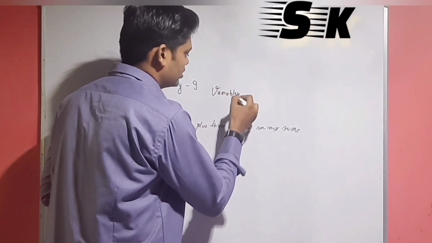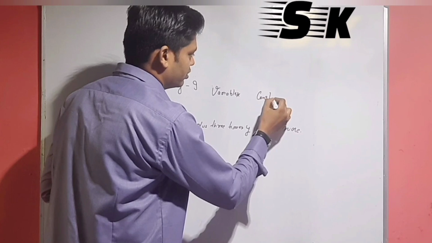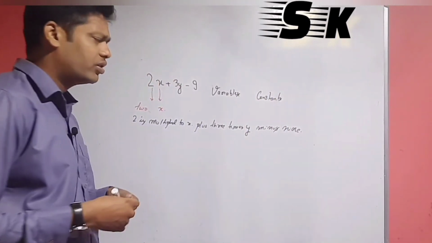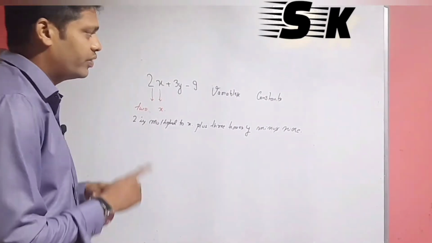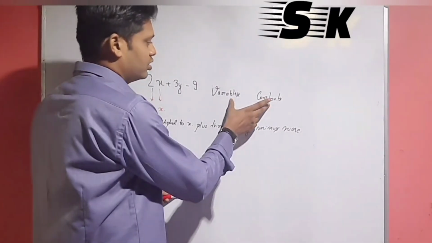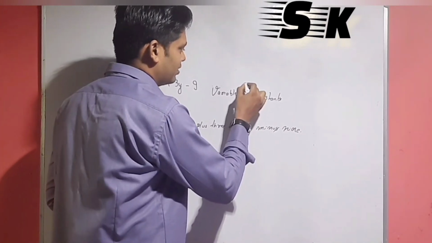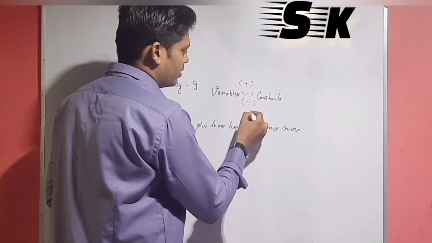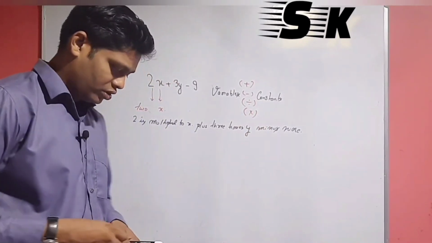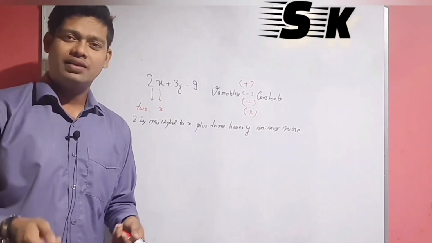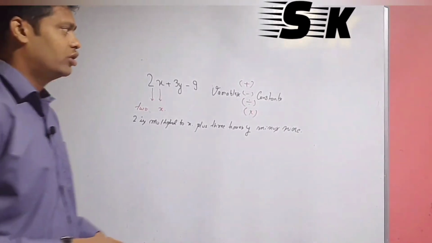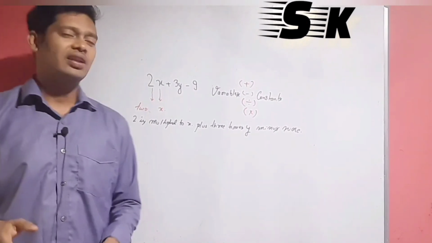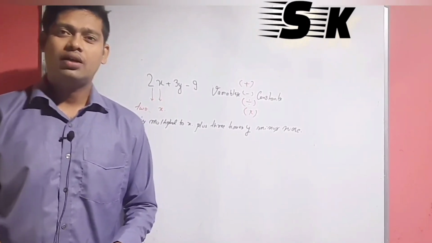Variables and constants, these are two different terms. What do you mean by terms? I will explain that. When variables and constants are joined together by a plus sign, or a minus sign, or a divide sign, or a multiply sign, then it is termed an algebraic expression. These signs, plus, minus, divide, into, are termed operators.